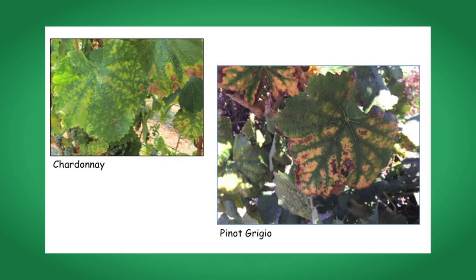Viruses, including red blotch and leaf roll, are graft transmissible, meaning they can infect either the scion material or the rootstock, and they can also be transmitted through top working. So if you top work an infected vine, the virus will move up from the roots into the scion. And this is illustrated here.